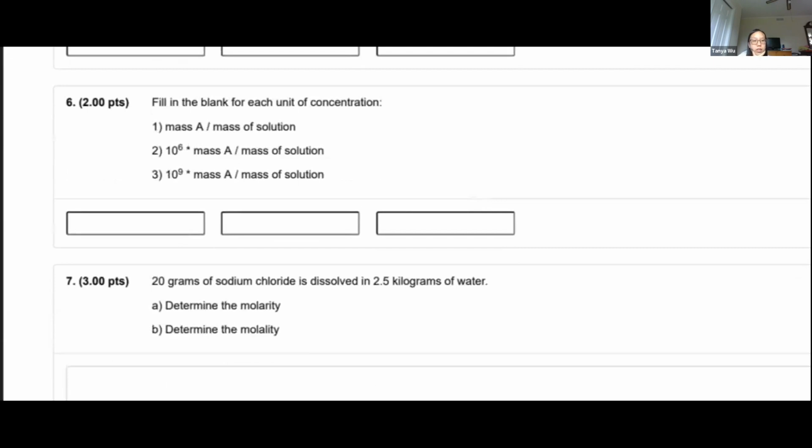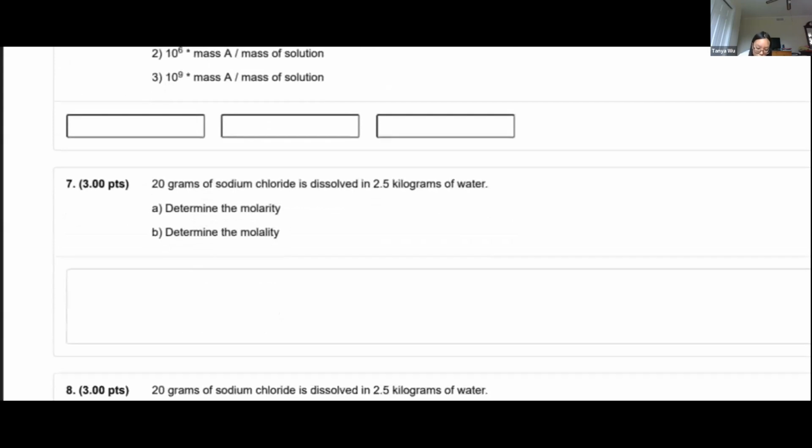Okay, mass over mass is the mass fraction. Number 2 is parts per million, since it's the mass fraction times a million. So that means for 1 part, there's going to be 1 of that thing out of a million. Number 3 is parts per billion, as it's multiplied by a billion. So if it's 1 part per billion, that means there's 1 of that thing out of a billion particles.